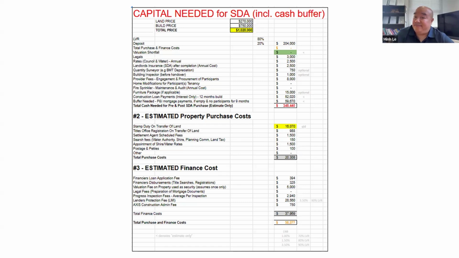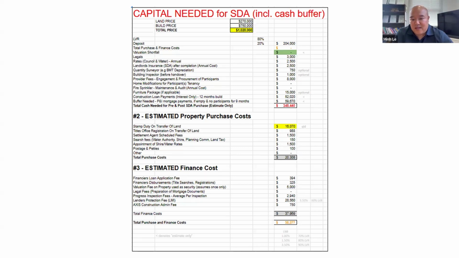It does take 5 to 8 months, 5 to 10 months to fill up a house. It takes time. And if you don't engage an SDA provider to source and market for participants early in the piece, as in 6 months before completion, you'll end up with an empty house for a much longer period of time. So get in there early. Continuing on, stamp duty. This is a Victorian transaction, and the stamp duty in Victoria is a little bit different, so there's a higher cost there of stamp duty.